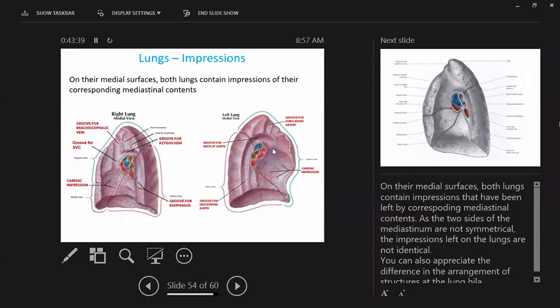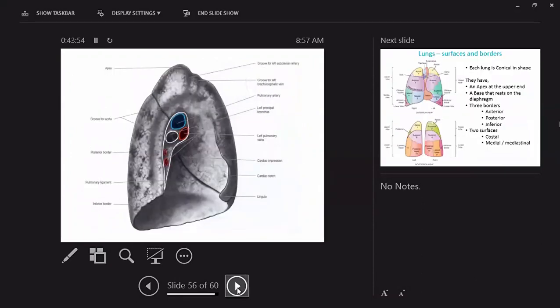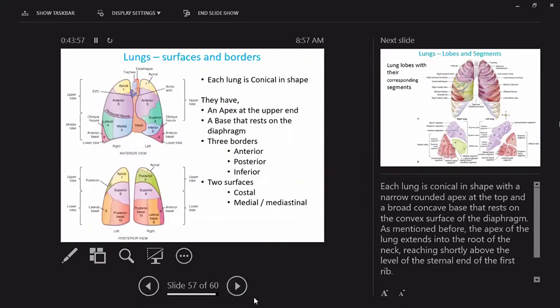If you take the left lung, you can see the groove for the arch of the aorta, and on the right lung you will see the groove for the esophagus vein. So you will understand this better once you learn the mediastinum. So come back to this lecture and have a look at the lung impressions, because without doing mediastinum, it's no point learning this. This is just a preview, okay?